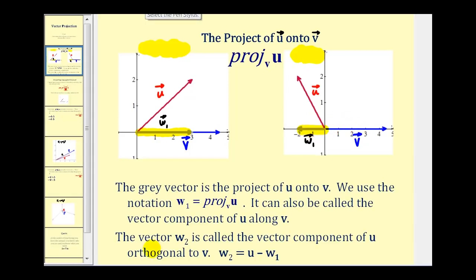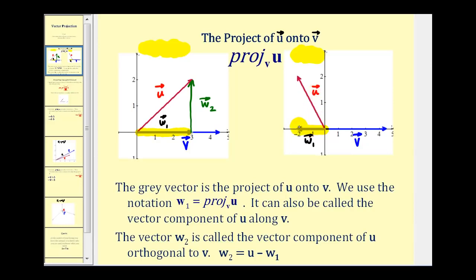vector v. The next thing we want to mention is that vector w sub 2 is called the vector component of u orthogonal to v. And we can find w2 by taking vector u and subtracting vector w sub 1. So again, the highlighted gray vector would be the vector component of u along v, and the vector component of u orthogonal to v would be vector w sub 2, would look something like this. Again, notice that the green vector is orthogonal to the blue vector, and vector w1 plus vector w2 does equal vector u.